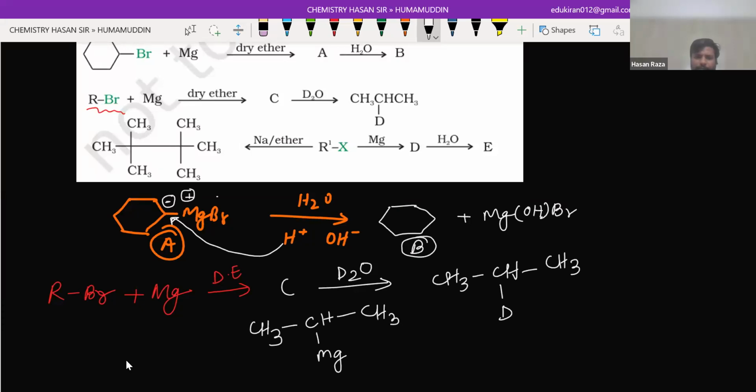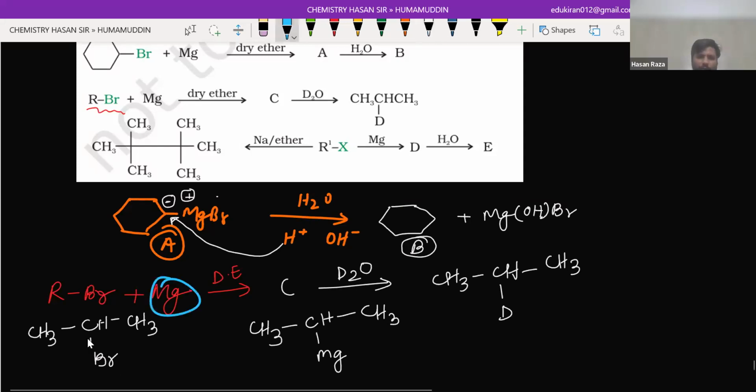That means here R is your CH3 and CH, Br is there, and then your CH, CH3. So R is your this. You can see. That's why when magnesium reacts with this, it will take the place of this MgBr. It will be MgBr like this, and from this to this and this to this, you can easily get. Is that clear, both of you?